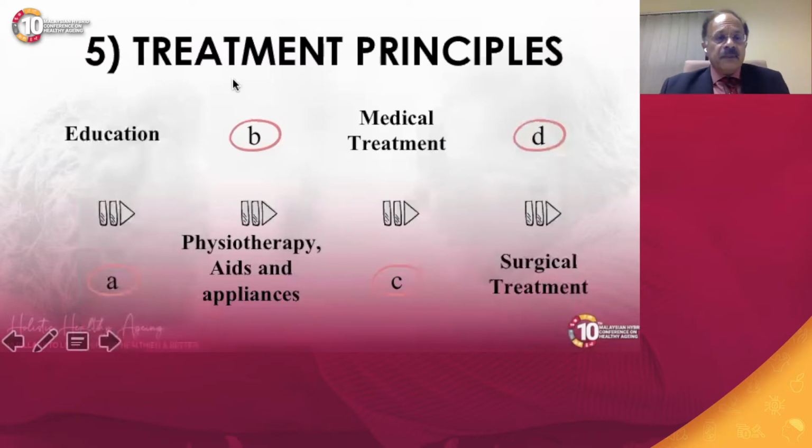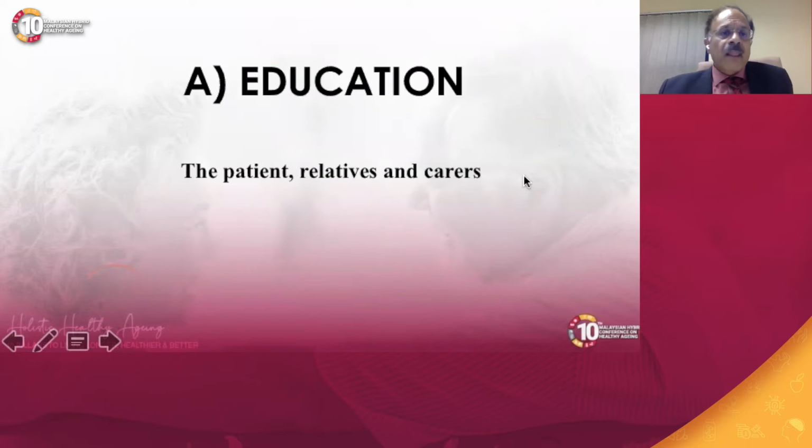Now, what are the treatment principles? Education is number one. We need to educate the patient. The second step would be physiotherapy, aids, and appliances. Then we've got medical treatment by means of drugs and so on. And finally, when all options fail and there's not much of an improvement with all this, we go in for surgical treatment. Education. We need to educate the patients, the relatives, and the carers.